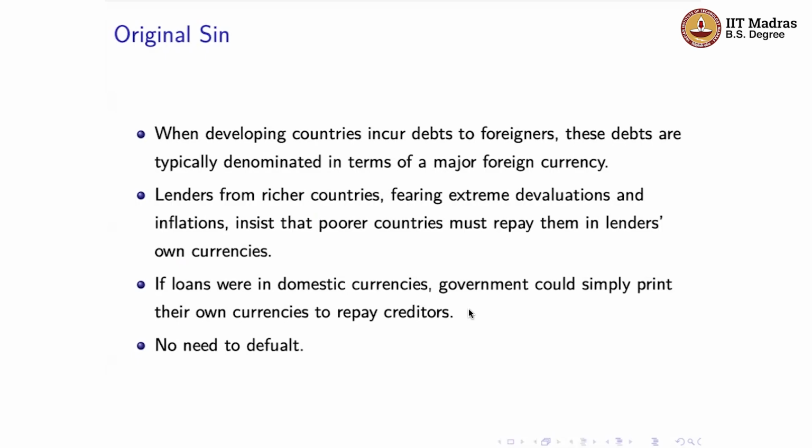Now, why is that the case? Because the lenders from these richer countries often fear extreme devaluations and inflations in these developing economies, and therefore they insist that these developing economies must repay them in the lenders' own currencies, right? Now, why is that important? Because if the loans were in domestic currencies, one way out would be, for example, to just print the currency and repay the creditors, right? Now, that has adverse consequences in terms of inflation and so on, but at least it would avoid the default problem, right? So then there would not be any need to default. But if the loans are in foreign currencies, then you cannot just print money and use that to repay.